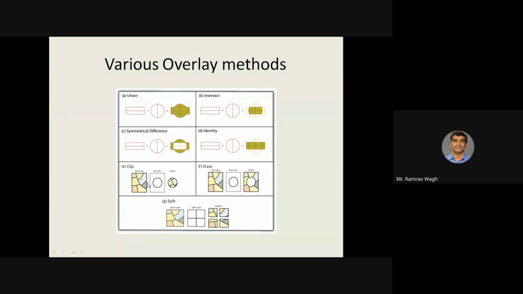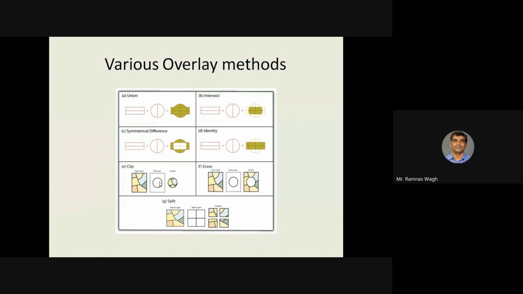Then clipping is where I can generate a smaller image from the bigger image. Many times I need it. Suppose I have the entire India as a country, and I want only a Goa-related image so that I can then do some analysis only for Goa. So I can clip it.